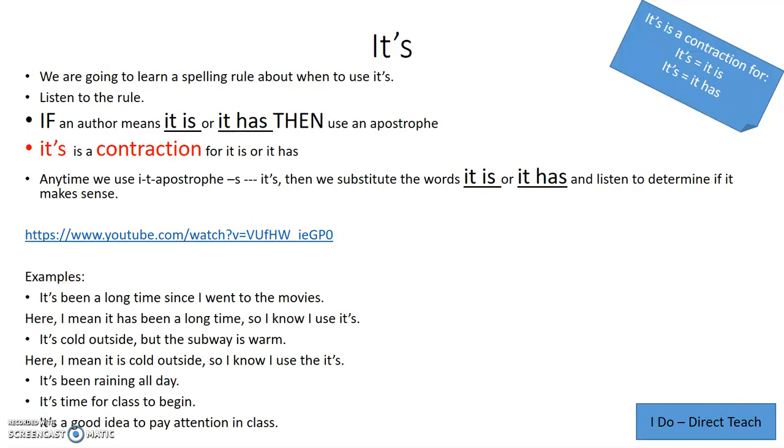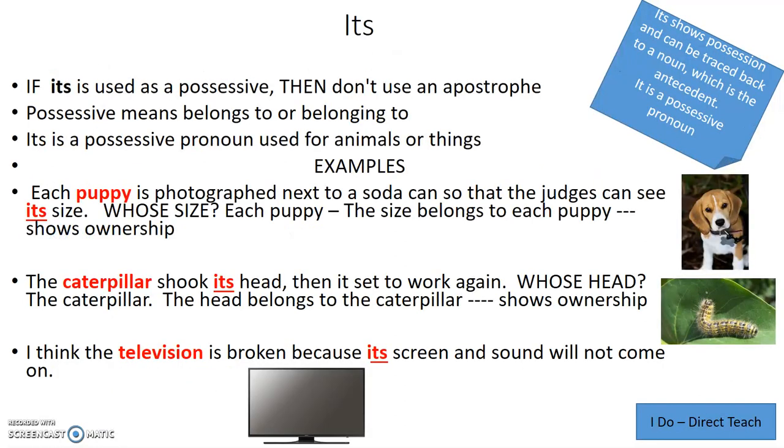Got it. Let's review its with no apostrophe. Let's go. Its. If its is used as a possessive, as we saw in the video, then we don't use an apostrophe. Possessive means belongs to or belonging to. It's a possessive pronoun that's used for animals or things.